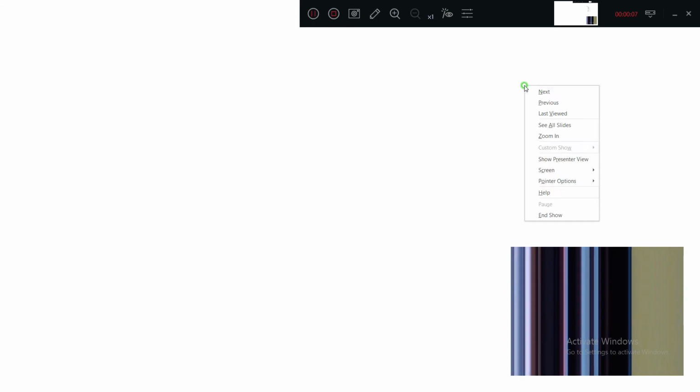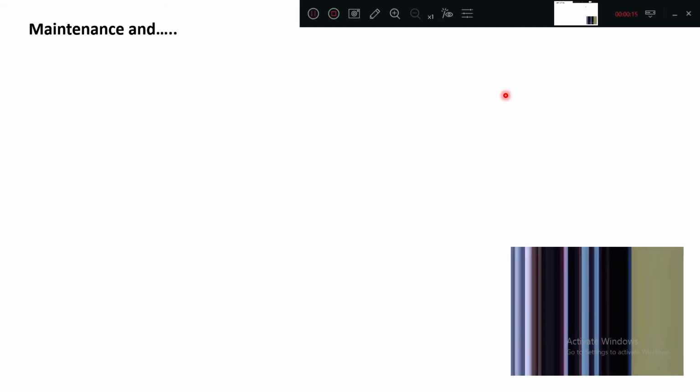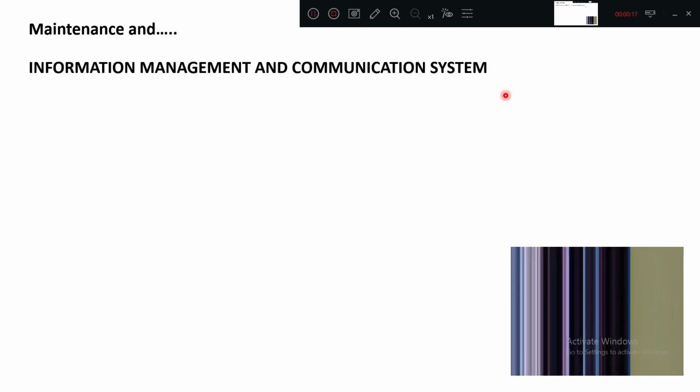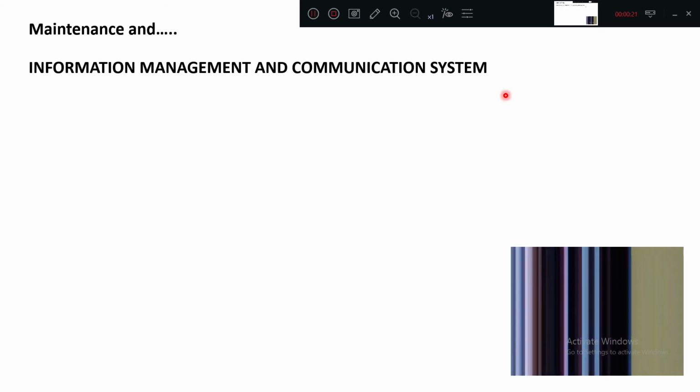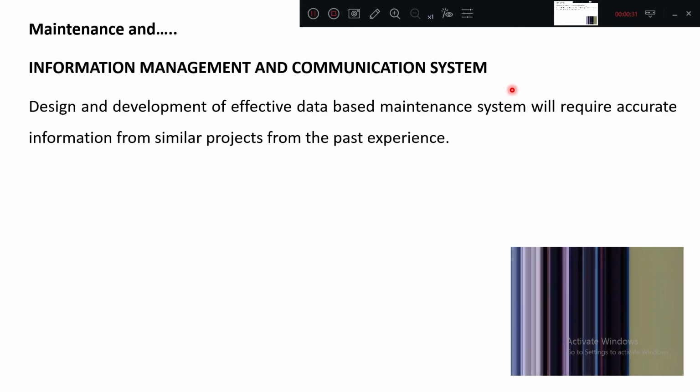Okay, good morning, everyone. We'll see one concept that was remaining. In this one, we are going to discuss maintenance information management and communication system. There is one system called the information management and communication system with respect to the maintenance portion. Now I will tell the concept for this one.